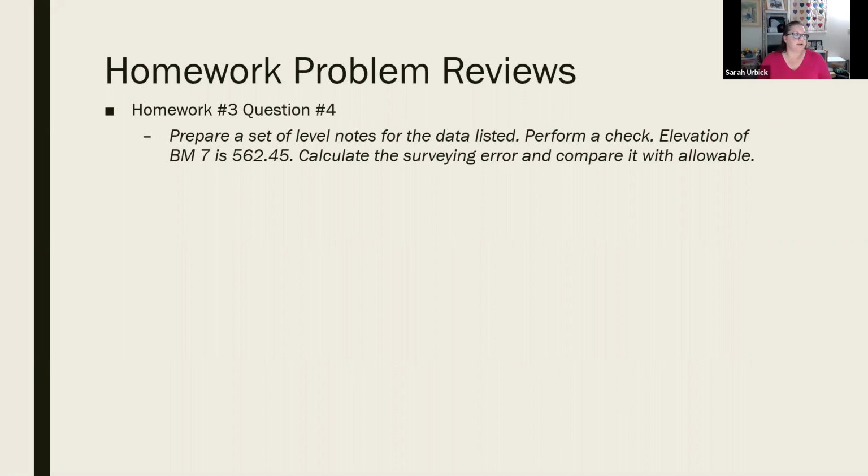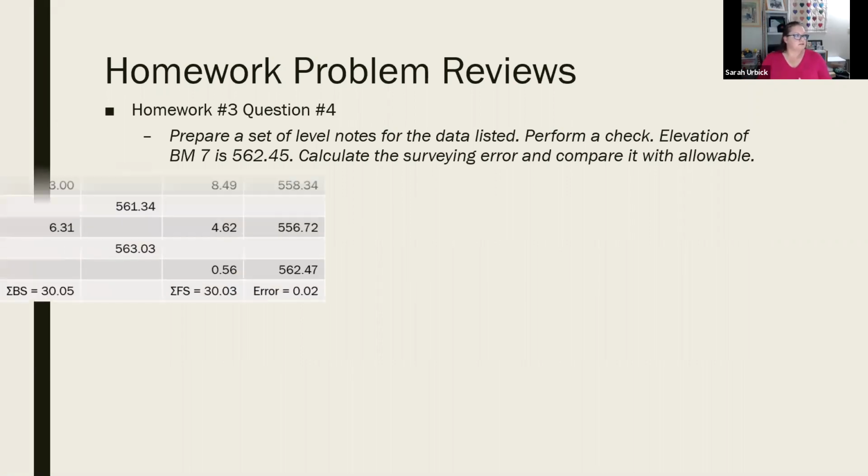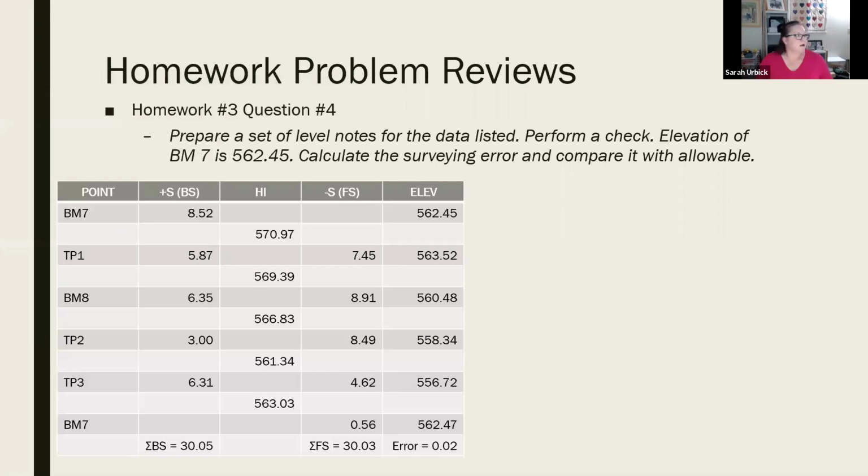So: prepare a set of level notes for the data listed, perform a check. Everybody nailed that one. Elevation of benchmark 7 is given. Calculate the surveying error and compare it with allowable. We've got our table, so that everybody pretty much has, right? Between the different labs, between the homework problems that made you do this over and over again, we're really good at these tables now. Finding the height of the instrument, finding the elevation, and moving our way through the course.